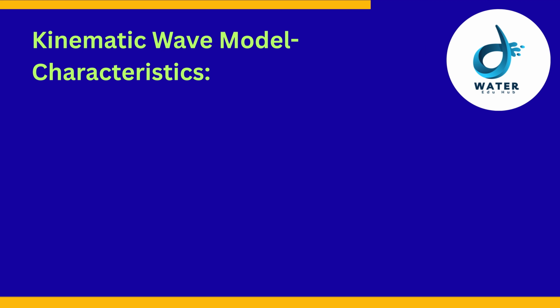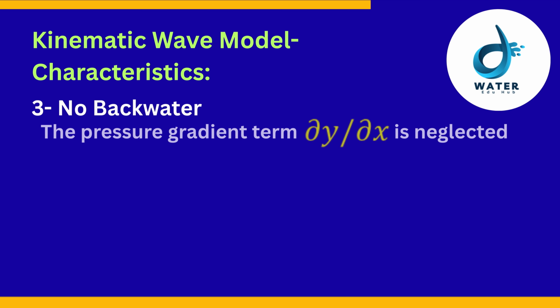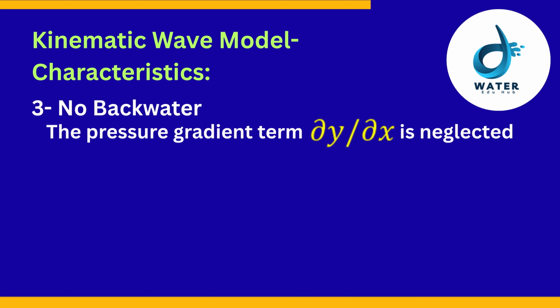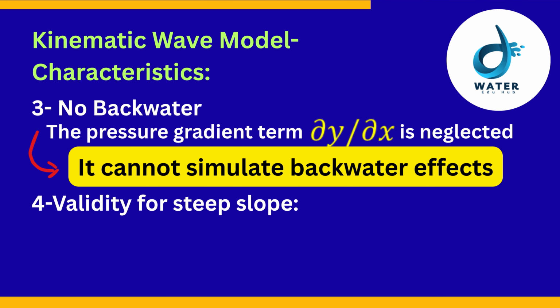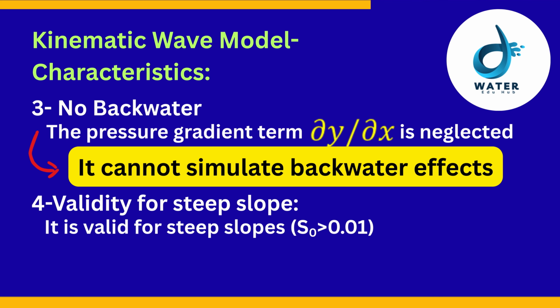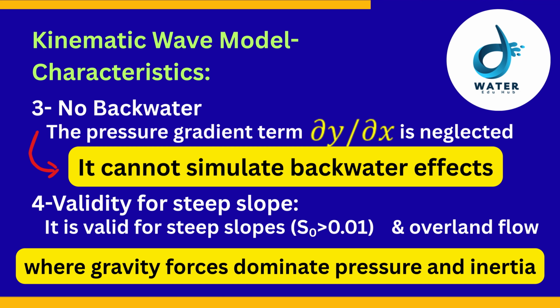The third is no backwater. Since the pressure gradient term, partial y with respect to x, is neglected, the kinematic wave model cannot simulate backwater effects. Lastly, validity for a steep slope. The kinematic wave model is valid for steep slopes and overland flow where gravity forces dominate pressure and inertia.